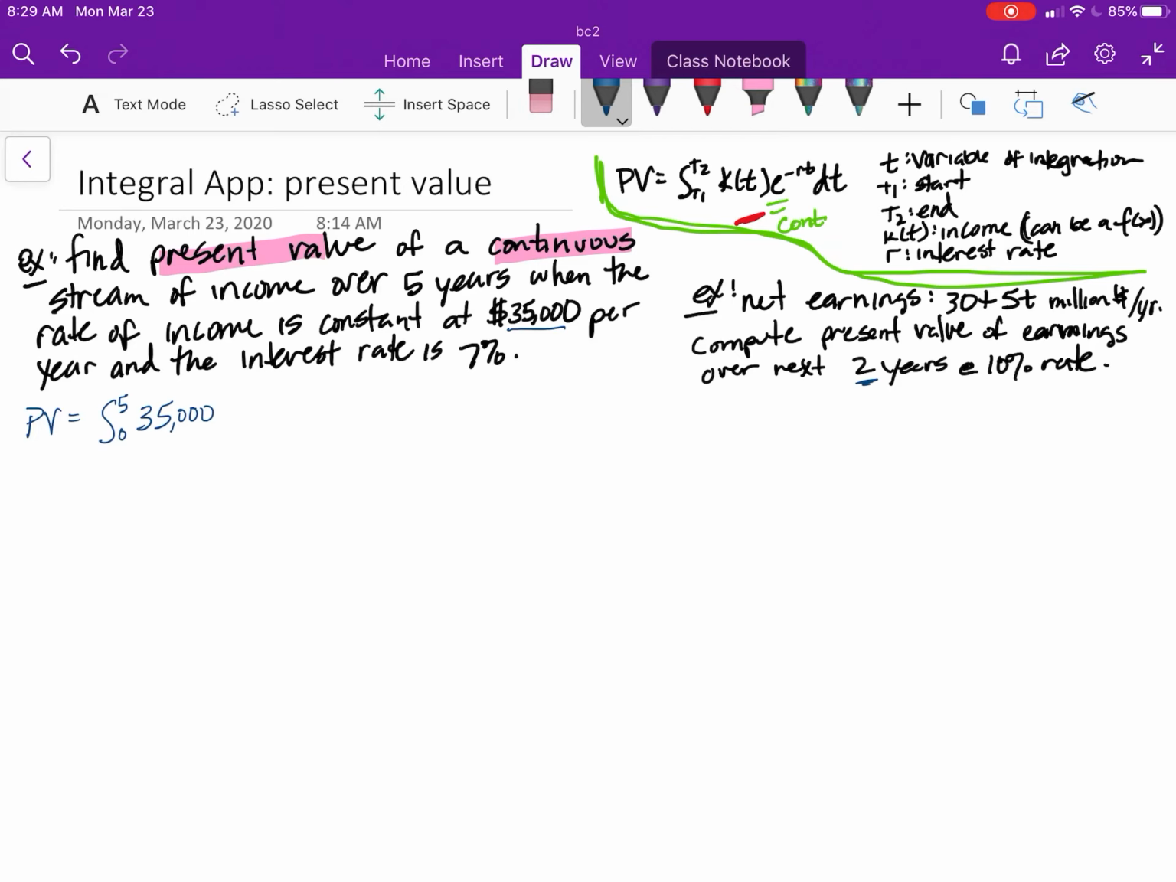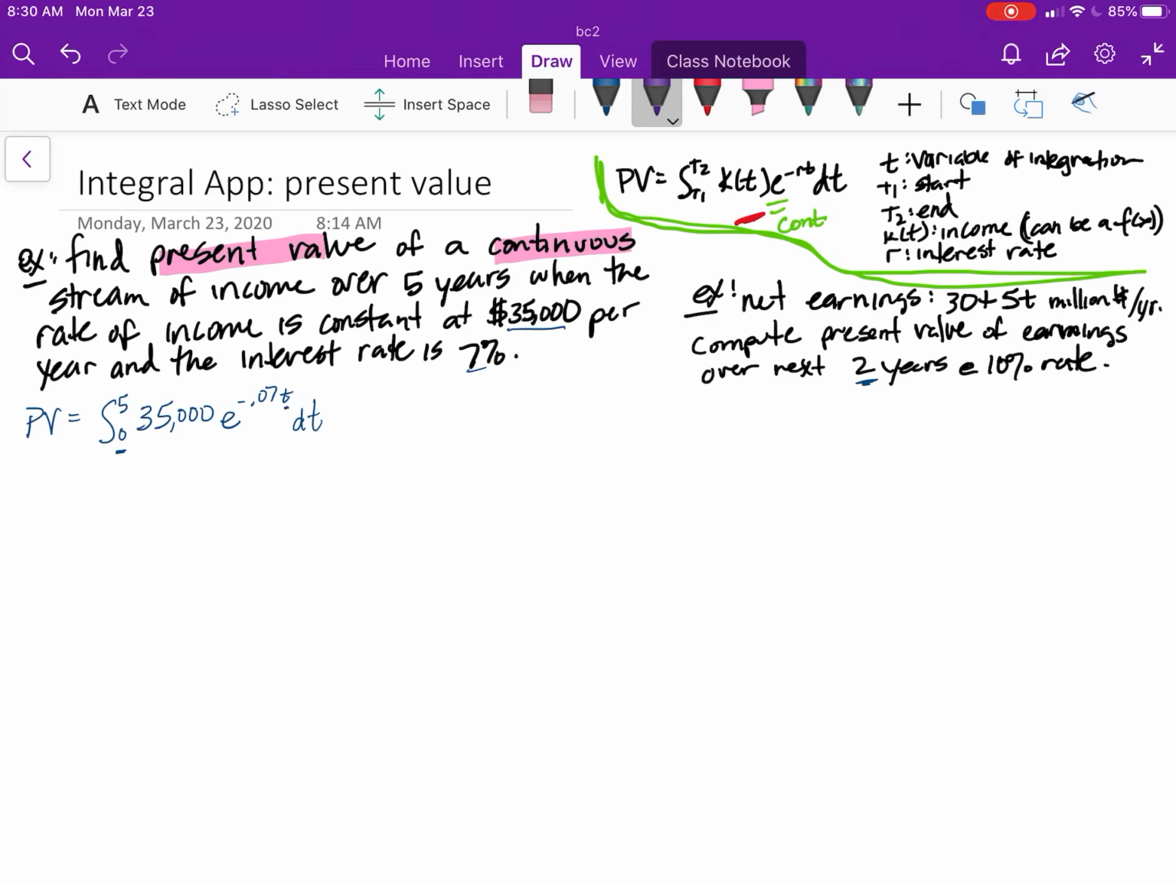And then e to the negative rt, where r is the interest rate, 7%. We want that as a decimal, 0.07. And t is your variable, so we're going to integrate with respect to t. So this t is not 5. That's not the over 5 years. That's what the bounds on the integral are for, the lower and upper bounds, 0 to 5. Okay, so now we integrate.